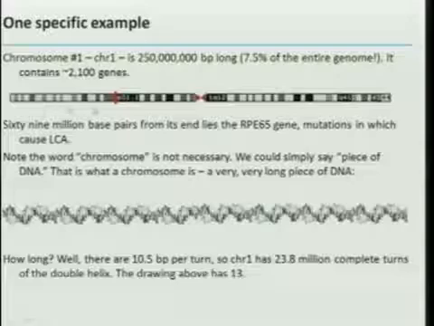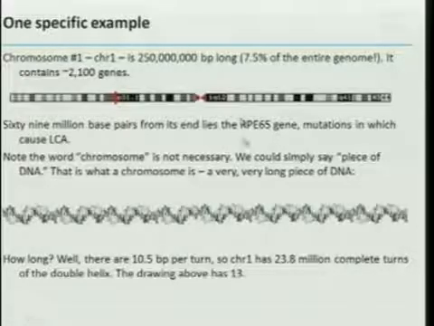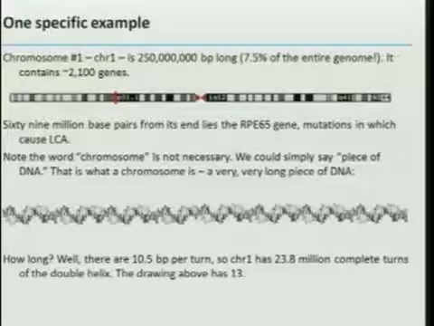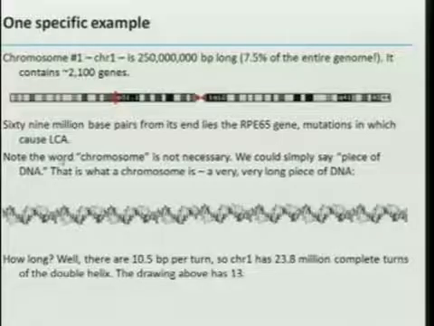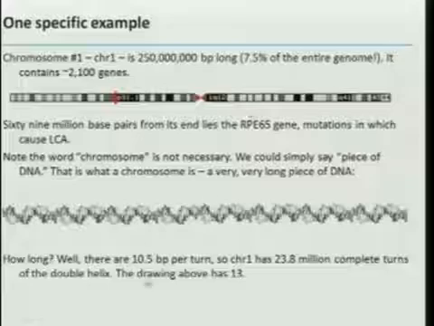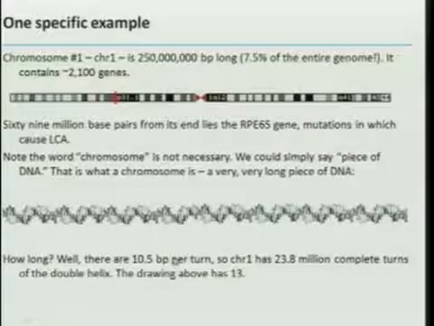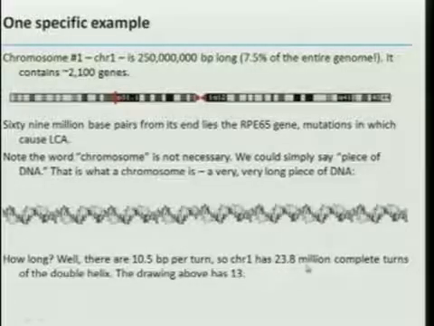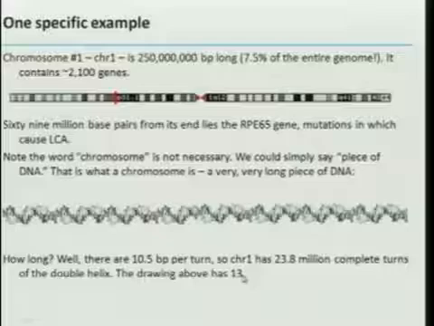69 million base pairs from its end lies the RPE65 gene that I've told you about, mutations in which cause Leber's congenital amaurosis. Note, the word chromosome really isn't necessary. We could simply say piece of DNA, because that's what a chromosome is, a very, very, very long piece of DNA. Now, don't for an attosecond think that this is an accurate representation of this, because it's not. There are 10.5 base pairs per turn of the double helix, so chromosome 1 has 23.8 million complete turns of the double helix. The drawing above has 13.